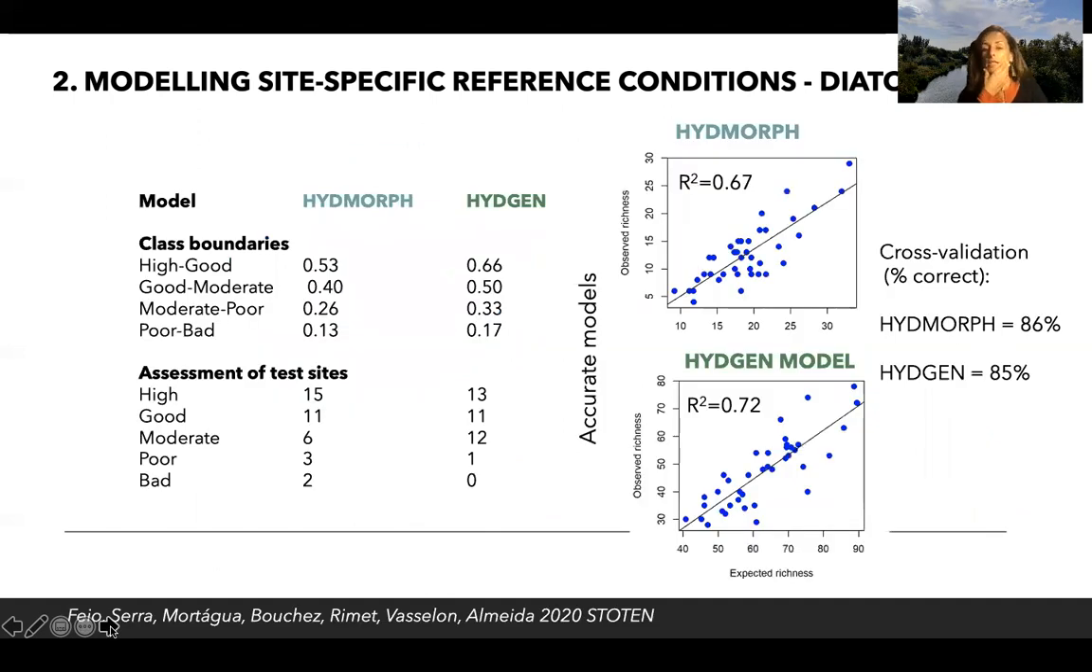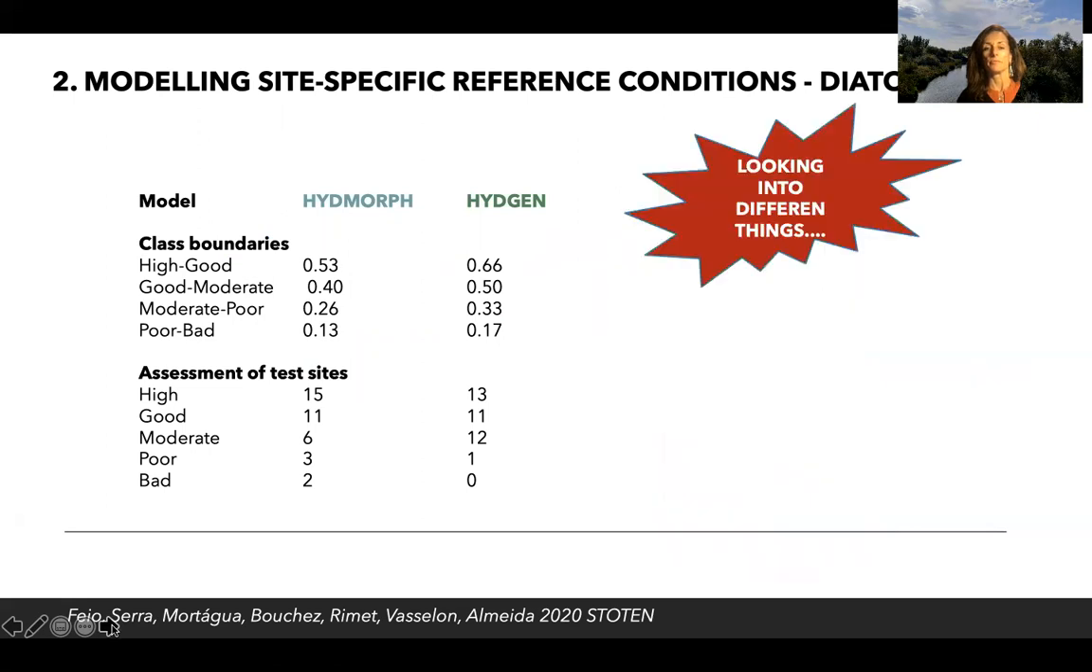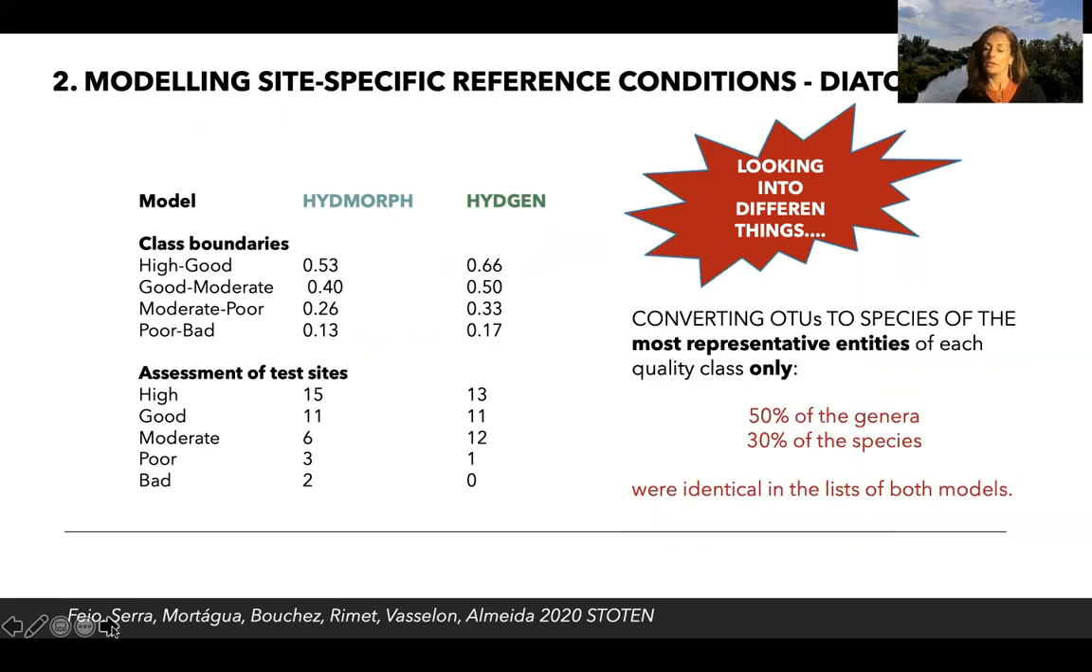These models were quite accurate, both of them. We also got good values in the cross-validation, and we were able to define the boundaries for all classes. Then we assessed our test sites. And again, we are looking into different things.